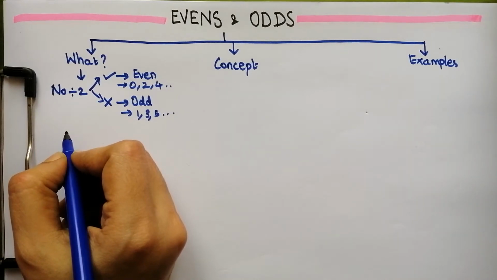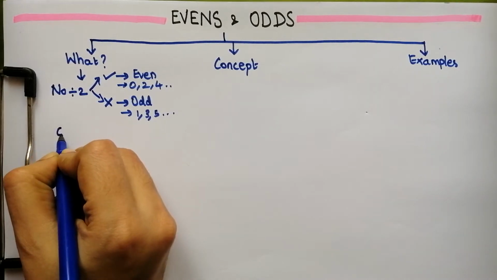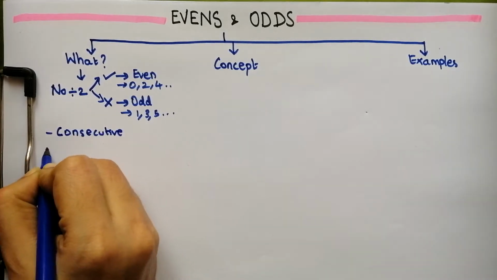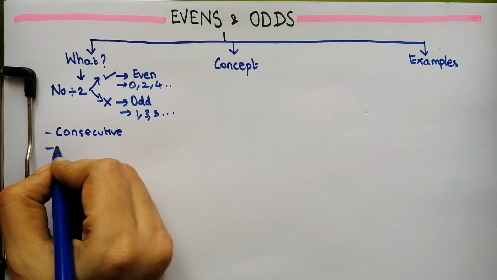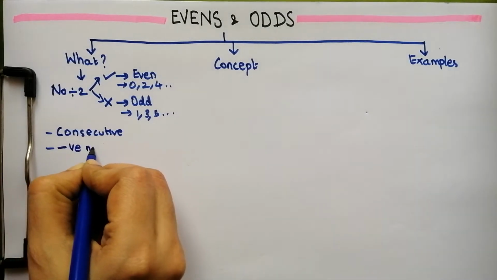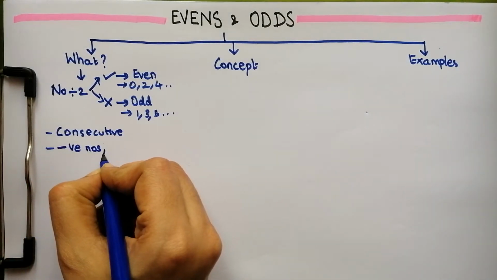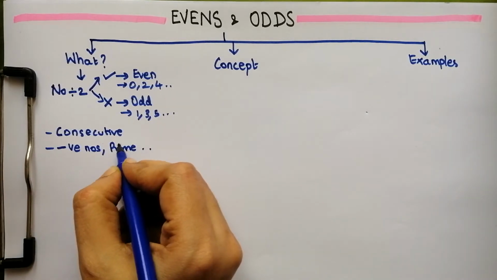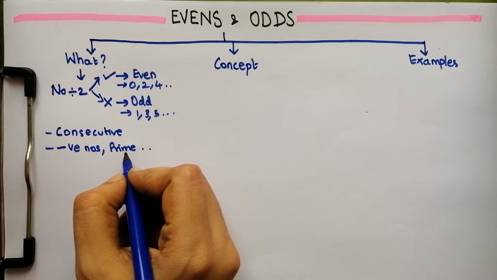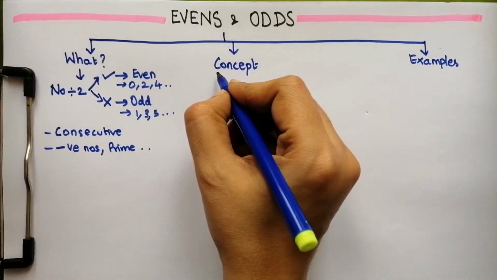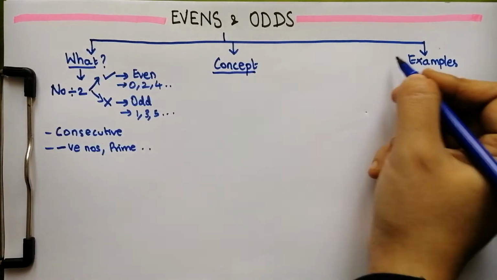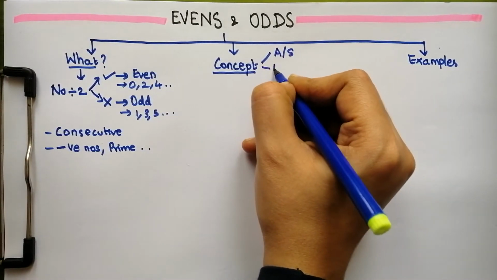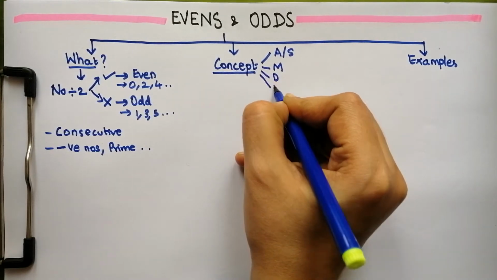The even and odd numbers are consecutive, that is they alternate between each other, and negative numbers can be even or odd, prime numbers can be even or odd, basically all integers. And you know that 2 is the only even prime number. And next we'll see some of the concepts that you'll have to understand. In concepts we'll be seeing addition and subtraction, multiplication, division and prime numbers.